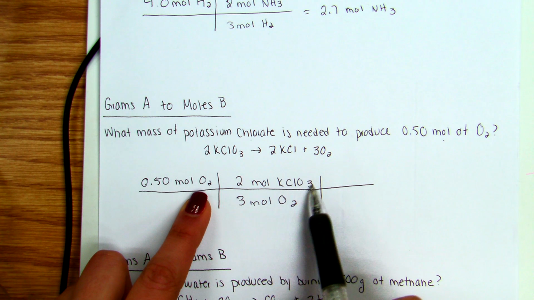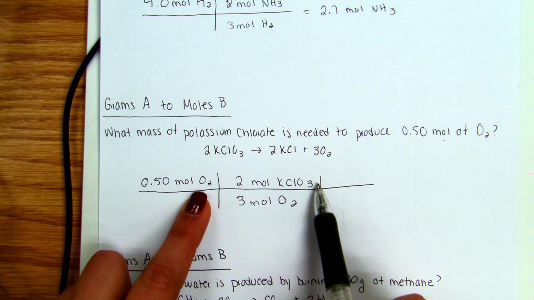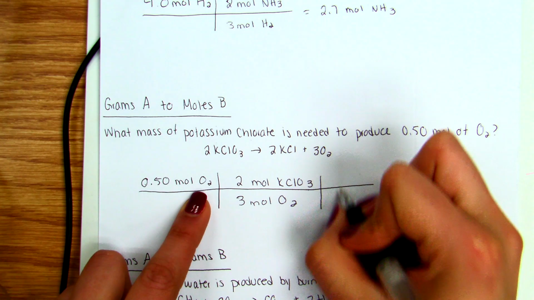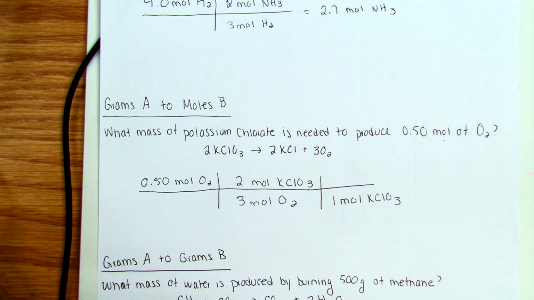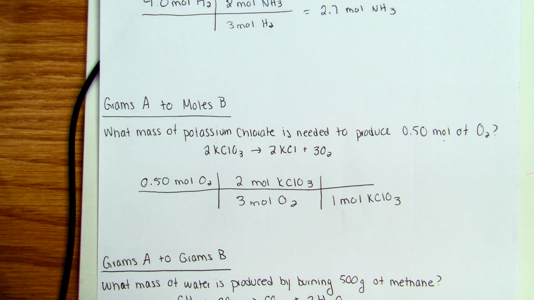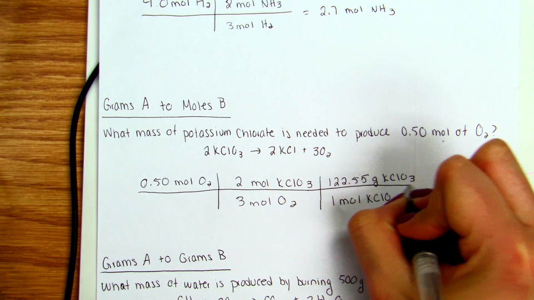Now I'm trying to get to grams. So I have to add up all of the molar masses of potassium, chlorine, and 3 oxygens to figure out my molar mass that's going to go on top of here. Remember, if you put the molar mass on top, you have to get rid of the moles on bottom, okay? So what I want you to do is figure out what the molar mass of potassium chlorate is going to be. I got 122.55 grams of potassium chlorate.